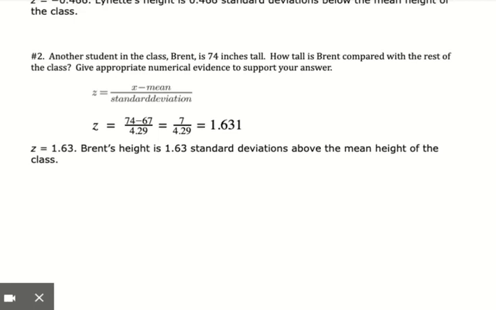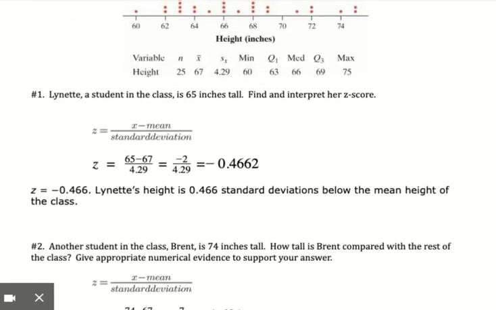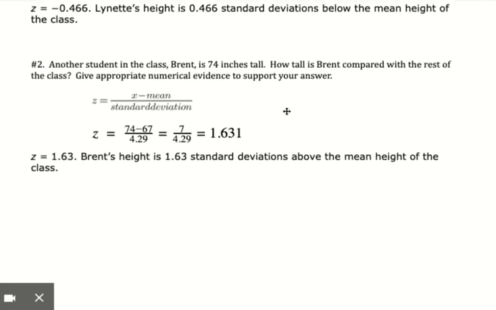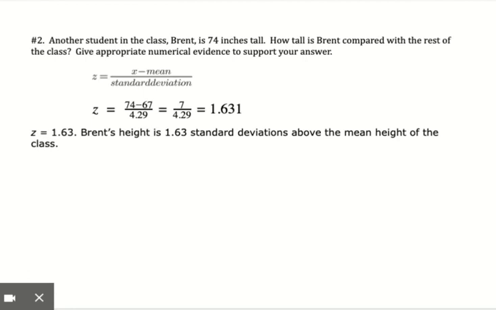If we do the same thing with Brent, Brent is tall. He's 74 inches tall. So he is this dot right here. Same steps. So still the mean is 67. Standard deviation for the sample was 4.29. I get 7 on the top divided by 4.29, which equals 1.631. That means that Brent's height is 1.63 standard deviations above the mean height of the class.